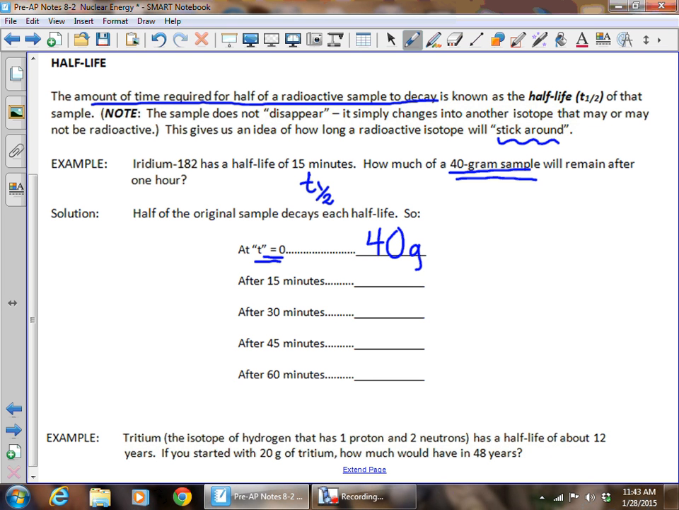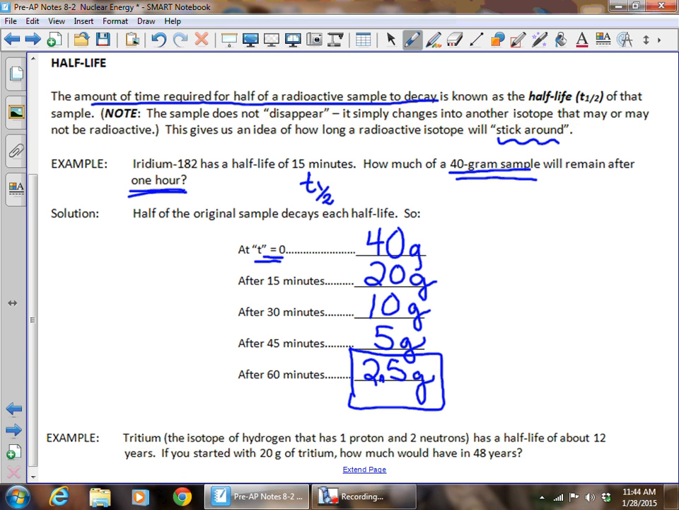After 15 minutes, half of that is going to decay. It's going to turn into something else. But our point is we only have 20 grams of that sample left after 15 minutes. After 30 minutes, half of this is going to decay, so we'll be left with 10 grams. After another 15 minutes, a total of 45 minutes, we're only going to have 5 grams left. And finally, after 60 minutes, which is our 1 hour, we're going to have half of that, which is 2.5 grams. So that's how we calculate a problem that has an even half-life passing.